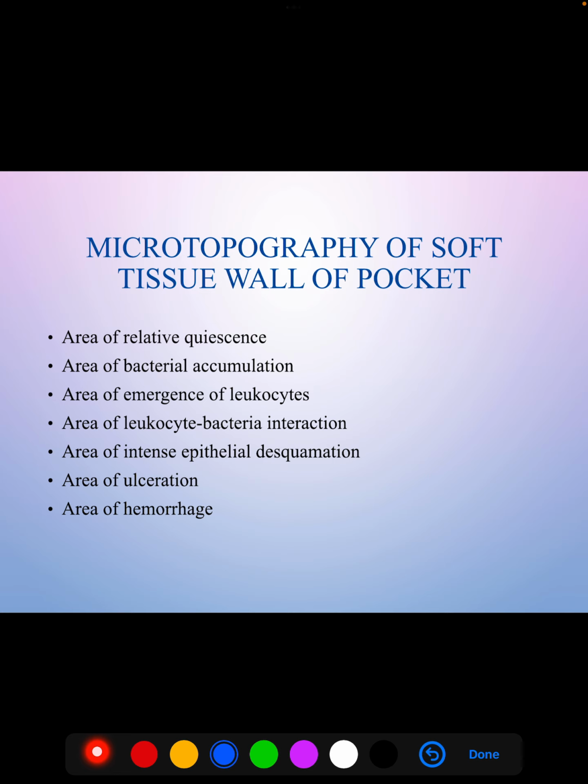Now, the microtopography of the soft tissue wall of the pocket shows the following areas in this order. There will be an area of relative quiescence, bacterial accumulation, emergence of leukocytes, area of leukocyte-bacteria interaction, then area of intense epithelial desquamation, area of ulceration and finally area of hemorrhage.